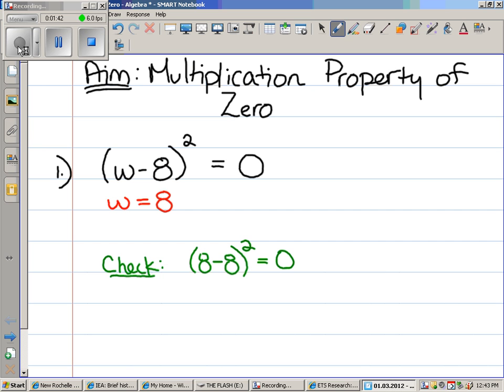That happens. Right? 8 minus 8 is 0, and 0 squared. 0 squared means 0 times 0. 0 times 0 is just straight up 0. That's amazing. Good job, Kenny.